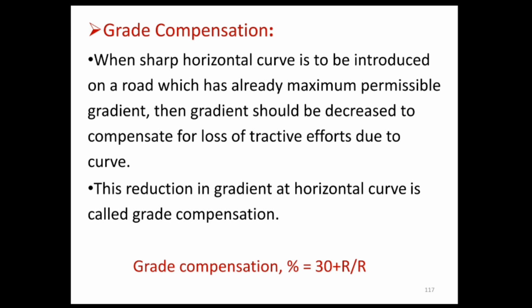Grade compensation, when expressed in percentage, is equal to (30 + R) / R, which is subject to a maximum value of 75 / R, where R is the radius of the circular curve in meters. The grade compensation is not necessary when the gradient is flatter than 4%.